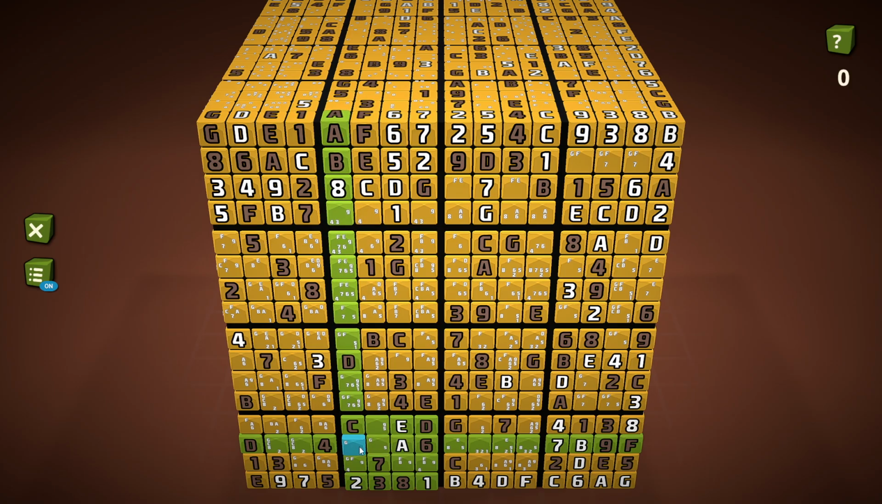Which means that nothing else in this row and nothing else in the square should be able to be G or 5. Yes. Okay, what else? There's a lot of things missing from this that we can eliminate with that.